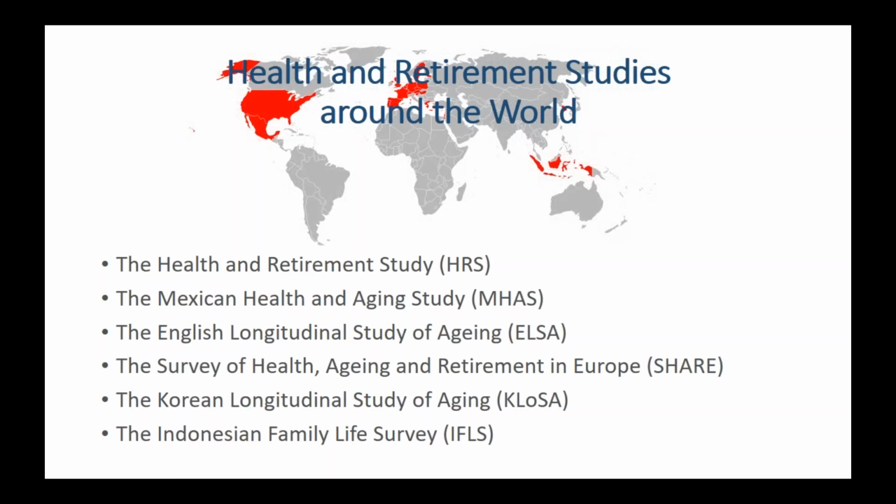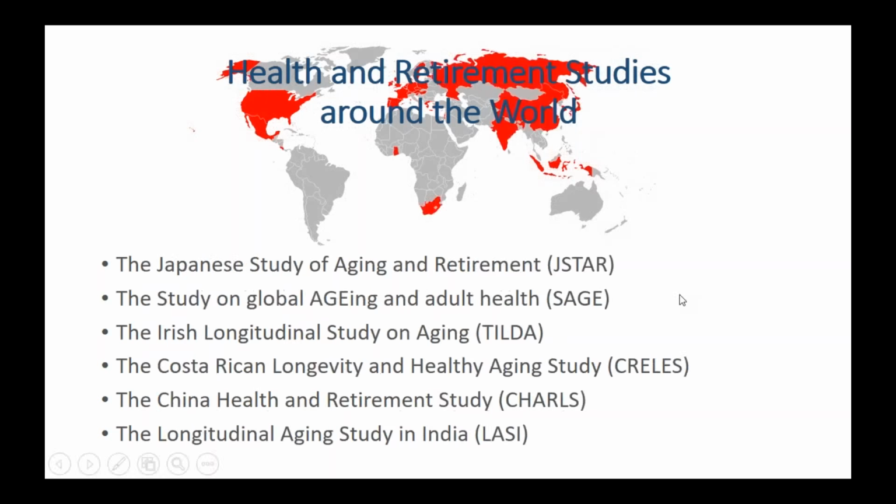Korea and Indonesia have a study. Japan has a study. The World Health Organization, the WHO, has a study called SAGE, which is the Study on Global Aging and Adult Health. SAGE includes China, South Africa, Ghana, India, Mexico, and Russia. There's a study called TILDA, which is in Ireland. There's also a study in Costa Rica, a study in China, and a study in India.